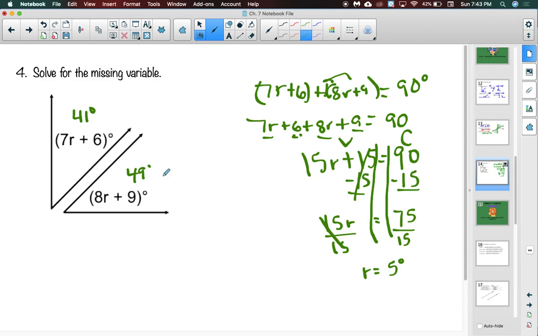And I am going to tell you one of them in your homework tonight is kind of like this, but it's supplementary angles. So it'll add to 180 instead of adding to 90. So look for that one when you do your practice problems. Okay, ask any questions tomorrow in class. Don't forget to do your practice problems and make your note cards.